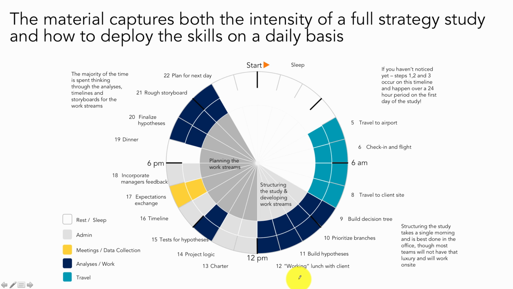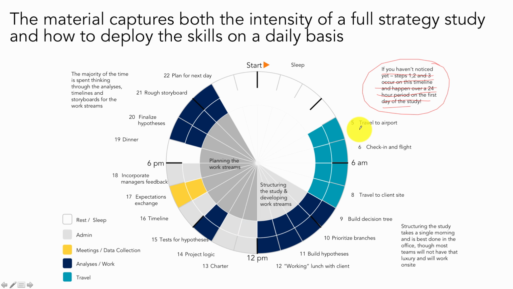Before key parts, or let's put it this way, during key days of the study in week 1, week 2, week 3, I will show you on certain important days a map like this. This is the map for day 1. If you haven't noticed, steps 1, 2, 3 occur on this timeline in a 24-hour period on the first day of the study. If you go to the map and look at the 16 steps, steps 1, 2, and 3 are actually occurring over a 24-hour period. And I've broken it down for you.